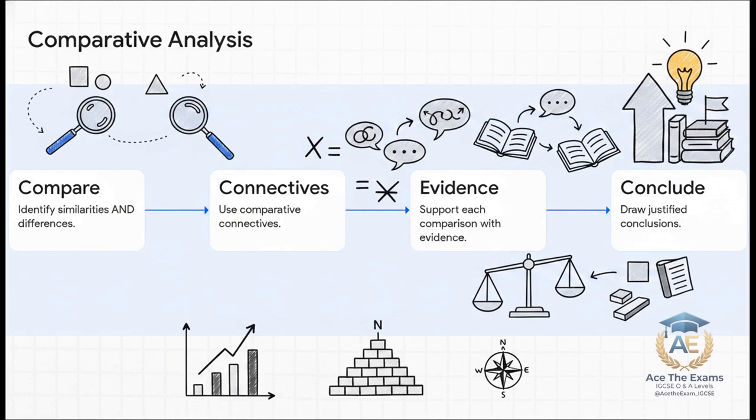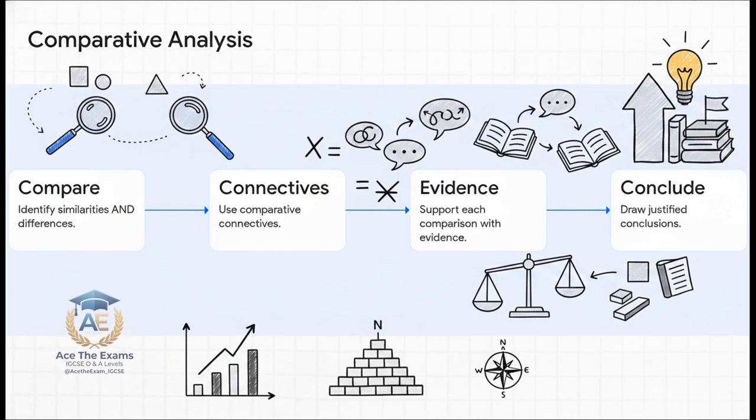Second, you have to use comparative connectives to steer the examiner through your logic. You write phrases like, however, unlike purchased goodwill, inherent goodwill lacks a verifiable transaction. Third, you support this claim with hard evidence pulled directly from the provided stimulus text or data table. Don't invent scenarios, use what they gave you. And finally, step 4, draw justified conclusions. You do this by using structural phrases like on the one hand, conversely, and ultimately.